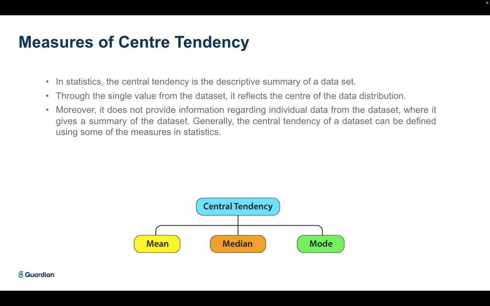So in this video we are going to learn about measures of central tendency. There are three types of central tendency: mean, median and mode. It typically gives us a center value of any given data distribution. So for example, if you want to find out the average age of a given class, then you can simply use the concept of mean.